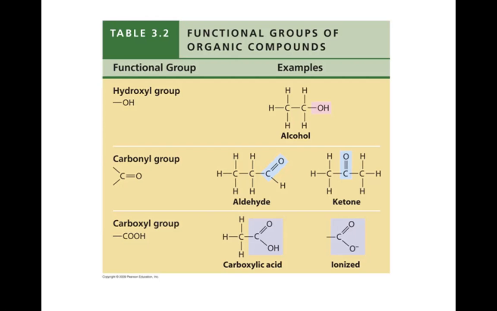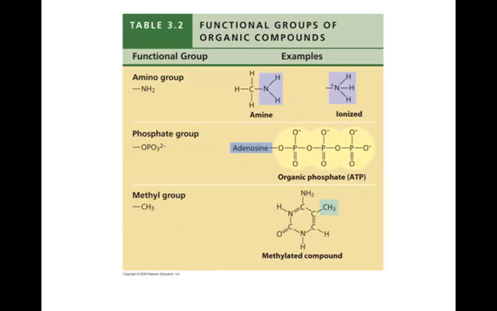And the last group here in the figure is the carboxyl group, which is just a C double bonded to an O plus an OH. And also it's just the ionized form on the right. And so these groups are relevant for proteins and nucleic acids. So amino groups are NH2, or they can be NH3 plus when they're in their ionized form. Phosphate groups are PO4 2 minus.